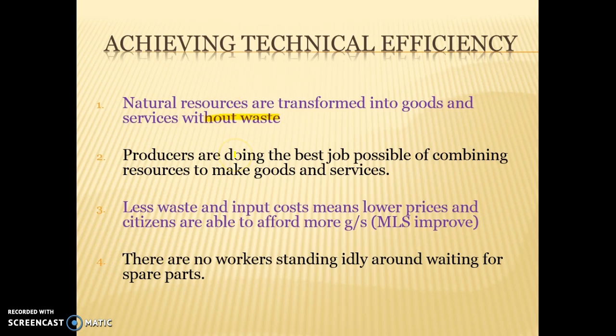Producers are doing the best possible job of combining resources to make goods and services. There's less waste, and lower input costs mean lower prices. So what I mean by that is that we're producing as productively as possible. There's no waste, which is allowing businesses to charge lower prices, and that's really good for our material living standards. So when we're being technically efficient, we can lower the prices because we're producing really productively, and that helps to reduce prices, which increases people's purchasing power and boosts material living standards. So there's a clear link between technical efficiency and material living standards.